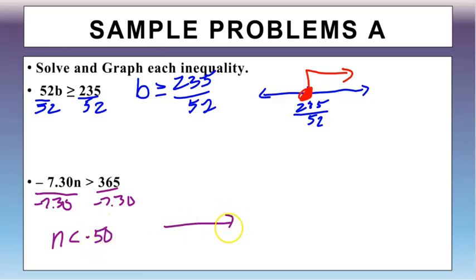And then on a number line, put negative 50 here. Since it cannot equal it, we have an open circle this time. It's got to be less than. Less than is always to the left. So it's going to the left on this one.